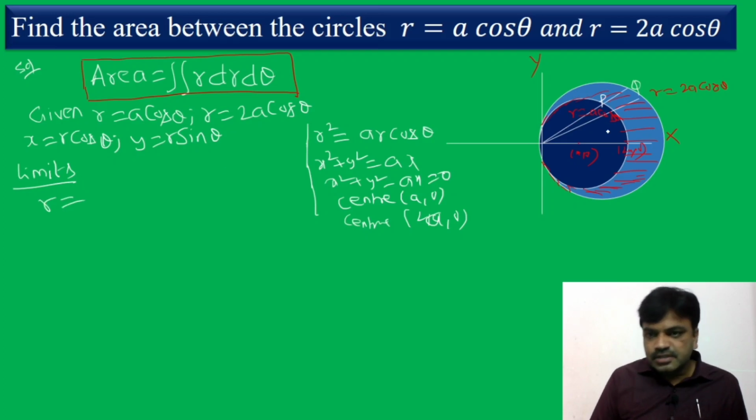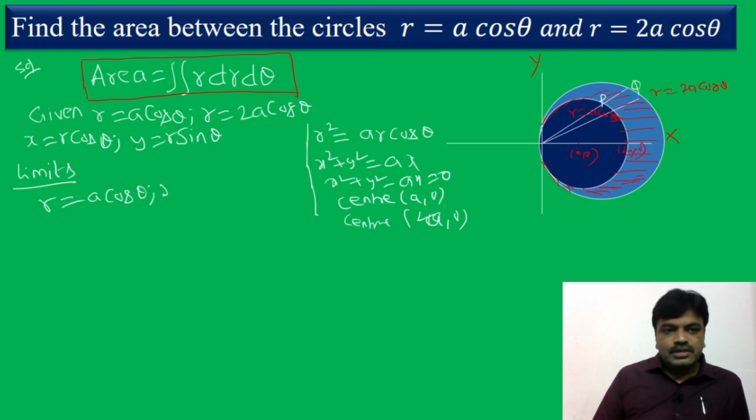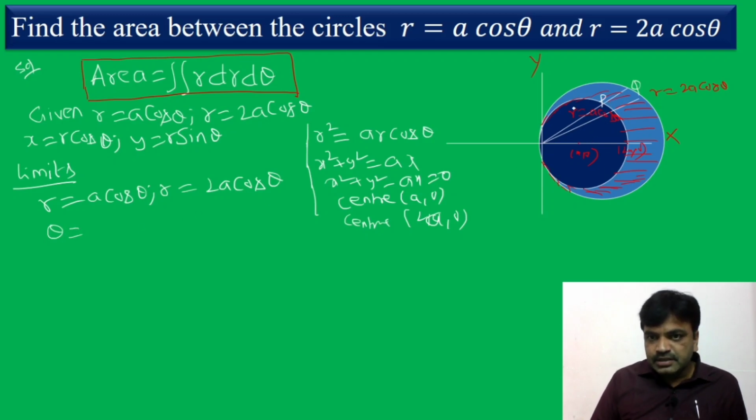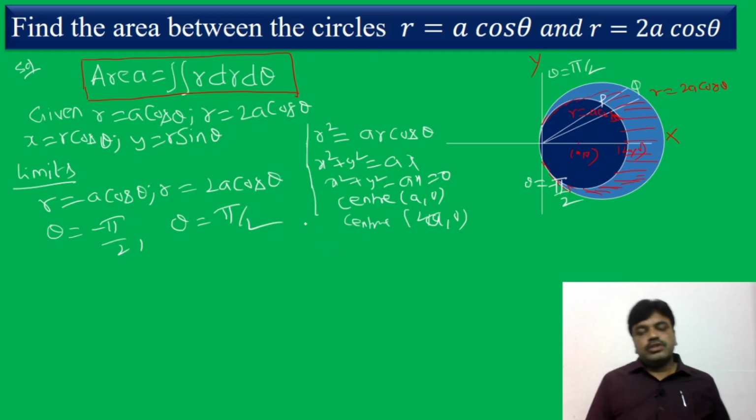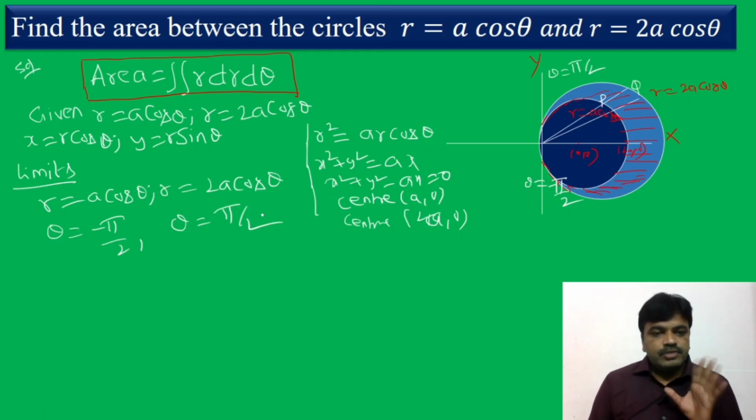What is this curve? Clearly r equals a cos theta, so this is the lower limit. What is the upper limit? r equals 2a cos theta. Now the theta limits: you turn the wedge from here, where theta equals pi by 2, to the opposite side, where theta equals minus pi by 2. So the theta limits are minus pi by 2 to pi by 2. These are the limits of r and theta, friends.